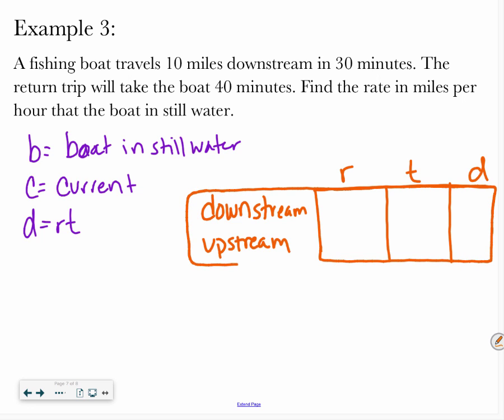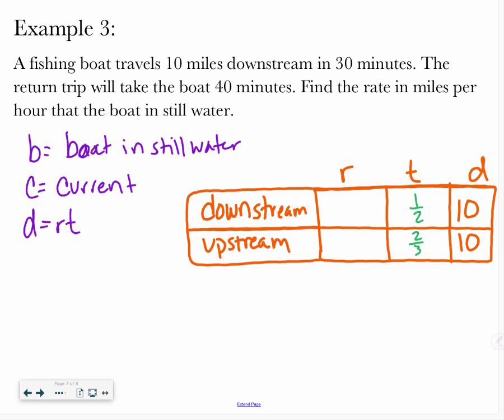So we need to figure out what all of these stand for. Well, we know a fishing boat travels 10 miles downstream, and then it travels back upstream. So that means both times your distance is going to be 10. What about the rate and the time? We know it travels 10 miles downstream in 30 minutes. So that's a half hour. And the return trip will take 40 minutes. That is 2/3 of an hour, right?